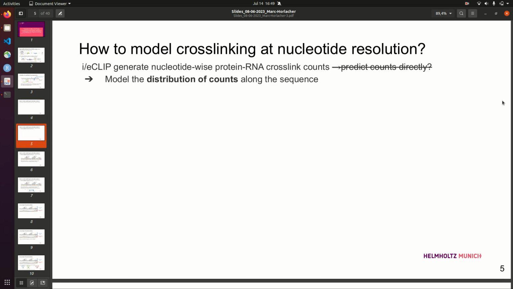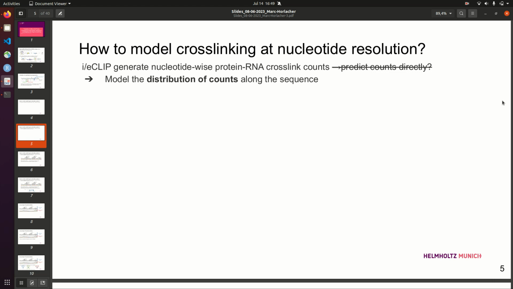However, this is pretty difficult because the absolute number of observed cross-link counts is heavily dependent on the availability or the abundance of the RNA at the time of the experiment. That means that RNAs that are highly expressed will automatically have a higher number of observed counts, and the number of counts does not directly translate to the binding affinity, and more often to just the abundance of the RNA. Of course, this is controlled by different processes, mostly transcriptional processes that are not encoded in the RNA sequence.